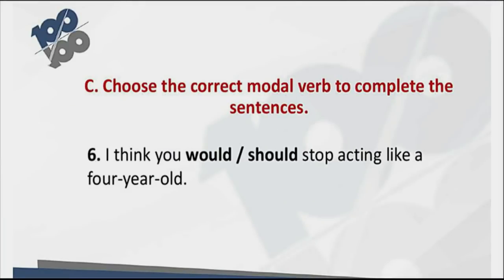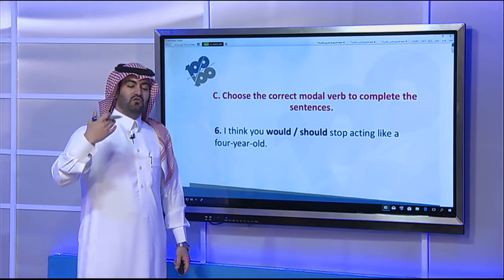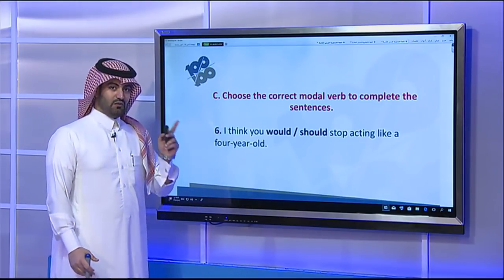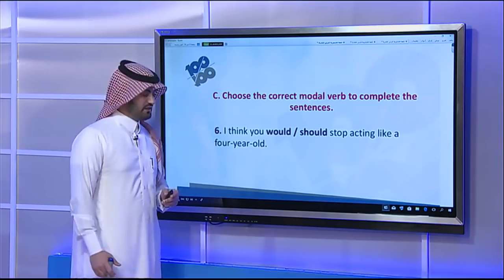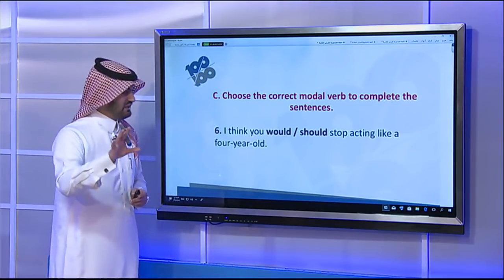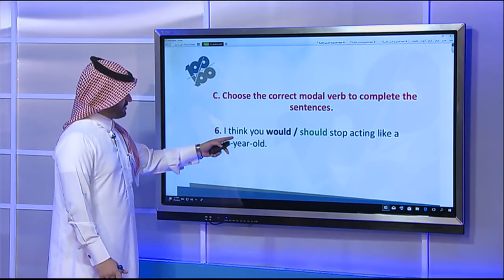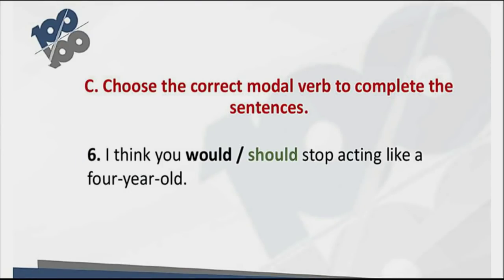Now let's move to number 6. I think you would, or I think you should, stop acting like a 4-year-old. He's complaining about something and giving advice, okay? Would expresses the past of will. Okay, I will do something, I would do something in the past. Should, when you give advice. Here, this person is giving advice to stop acting like a 4-year-old. Stop being childish. You should stop. Because he thinks it's his opinion and gives advice.